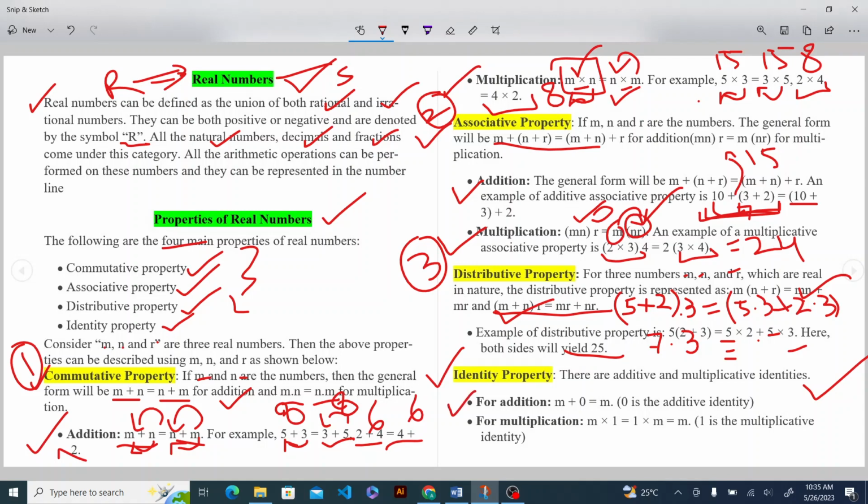What does identity property mean? Identity property is that property in which the identity of the value will remain the same. If a value was 3, it should remain 3. If the value was 1000, it should remain 1000. By using what? Identity property. And they are different for addition and multiplication.